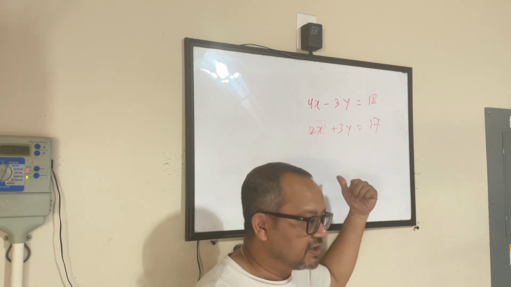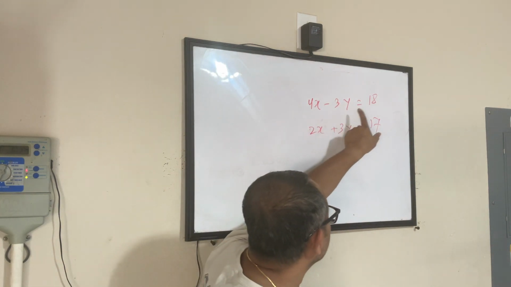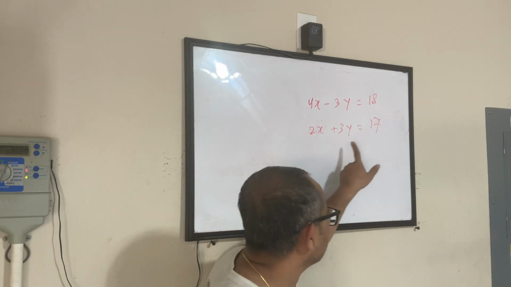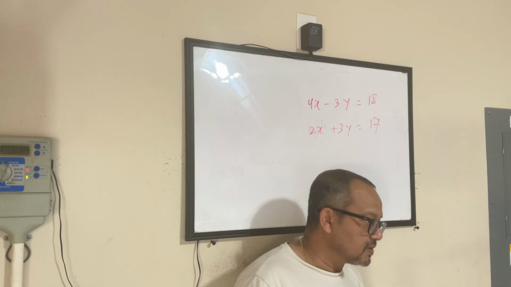Everybody could see the question, right? If you guys want me to read it one more time, I can do so. 4x minus 3y equal to 18. 2x plus 3y equal to 17. Myra, you have that question with you? Yeah, I do. Are you able to solve it? Do it.